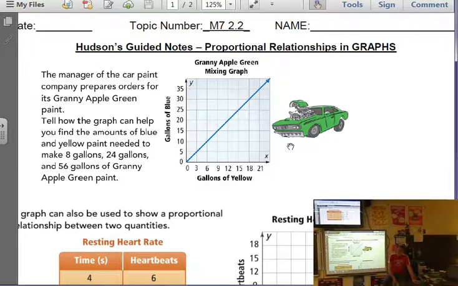So, Jeremiah, what were you going to say about mixing paint? I was going to say about the heart rate. You can just add the top 2 ones to get the answer to the third one. Yeah, and that also shows you that it's proportional because those agree. If you aren't picking up what Jeremiah's putting down, he's saying if you add the 4 and the 6, you get 10, and if you add the 6 and the 9, you get 15. So that's more evidence that it's proportional.